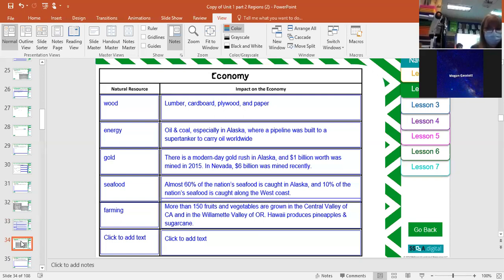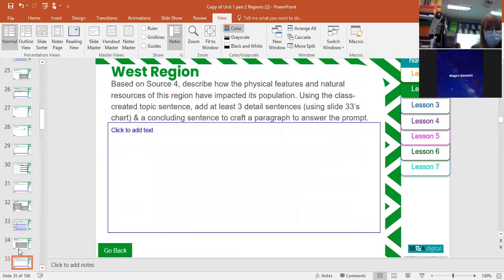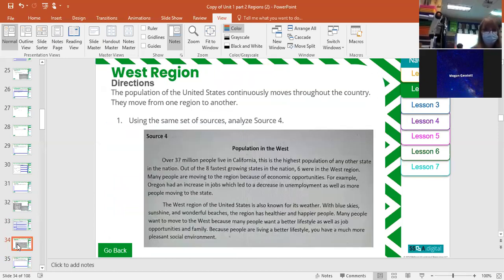For my friends online, you're going to be writing your paragraph on this slide. Here is the source set for everybody, my friends in class as well as my friends online. Source 4, population in the West. I need all my friends in class to be facing that way. I'm going to be facing this way so I can best read this.